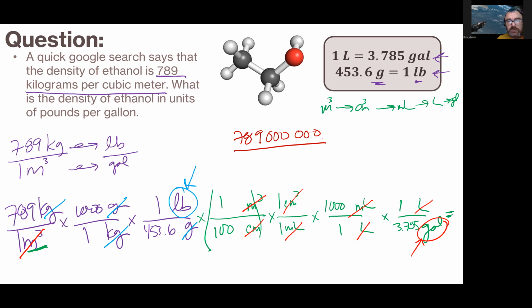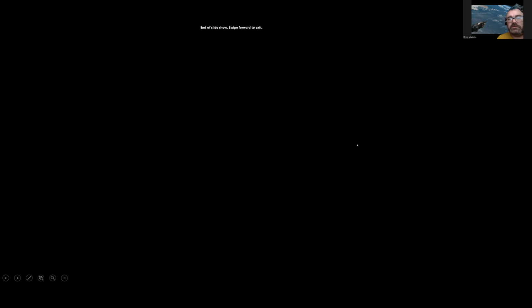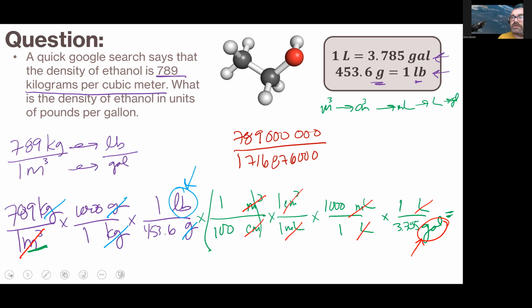Then we have 1 times 453.6 times 100 times 100 times 100, right? Because we cube this, so we have to times it 3 times. Times 1 times 1 times 3.785 is 171687600. This fraction has units of pounds per gallon. Sorry, I don't know what happened. I bumped something weird.